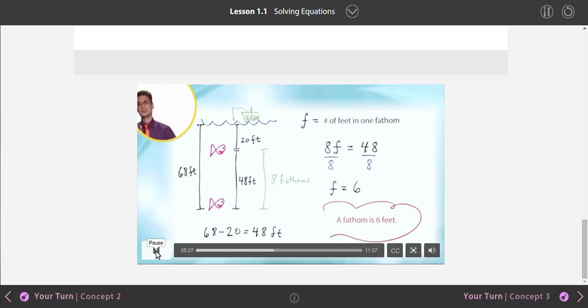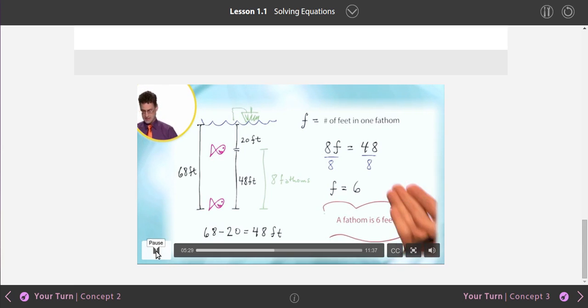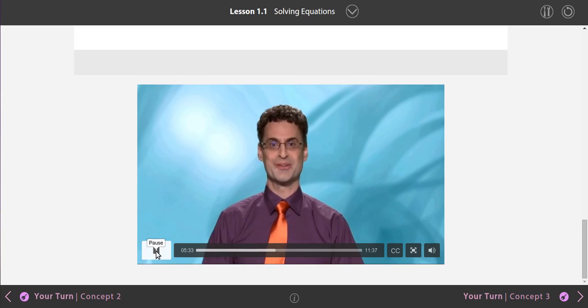Ta-da! Look how we took the words and actually produced an algebraic expression, solved it, and found the answer. Really, really cool.